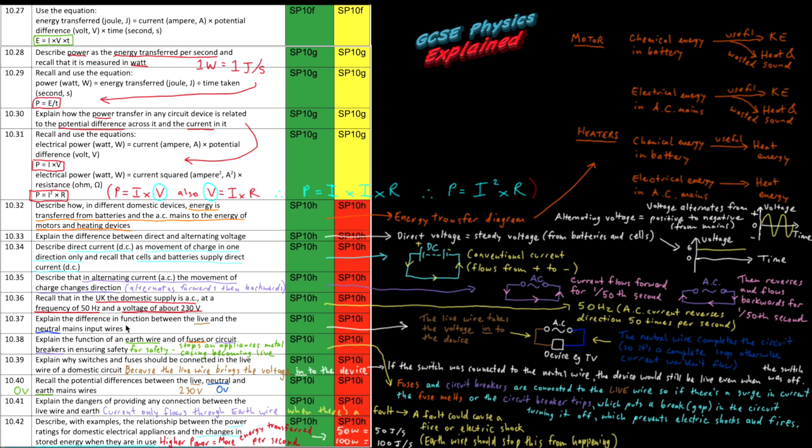10.37. Explain the difference in function between the live and the neutral mains input wires. So the live wire takes the voltage in to the device, and it takes the current in, and the neutral wire completes the circuit so that it's a complete loop, otherwise current wouldn't be able to flow. So the neutral wire takes the current out, away from the device. The live wire has a voltage of 230 volts, and the neutral wire has 0 volts. That's why they call it the neutral.